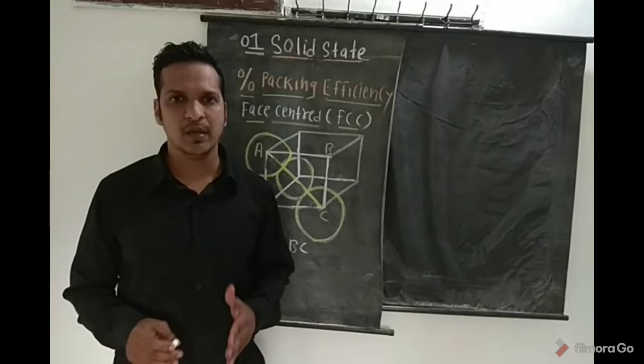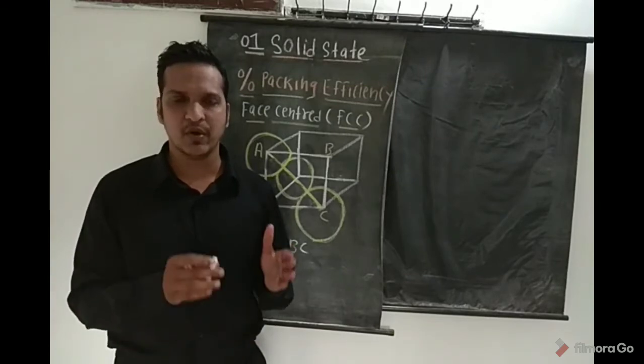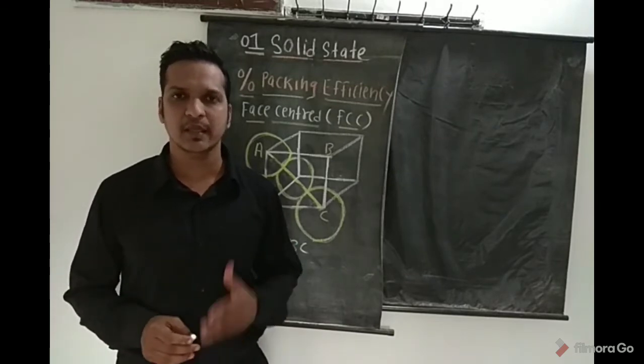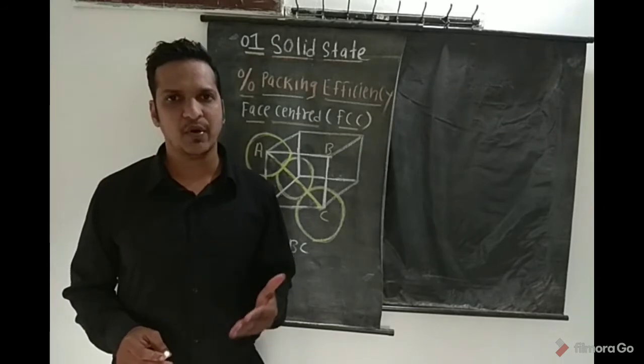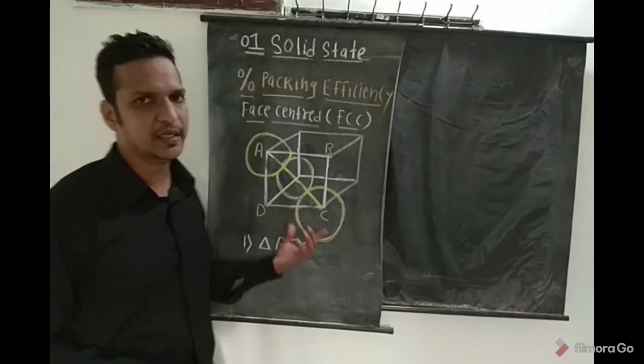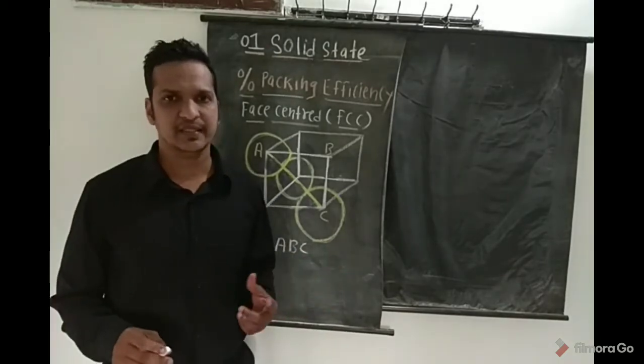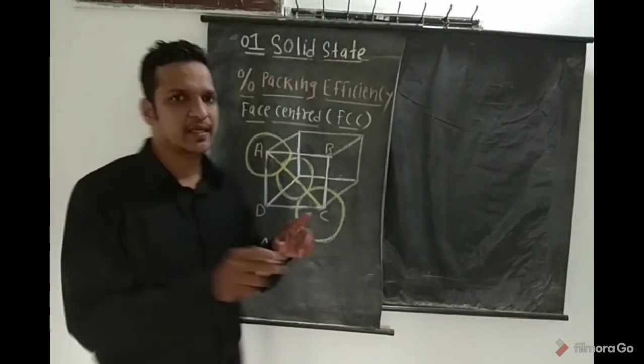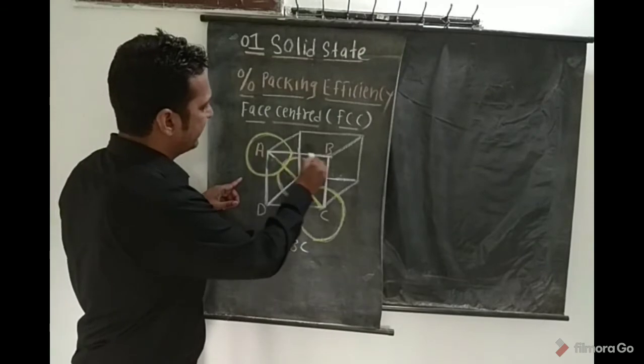So first of all, we have to find out the value of total volume of unit cell, means we have to find out the value of a cube. So this is FCC structure which contains one of the faces, such as face ABCD.